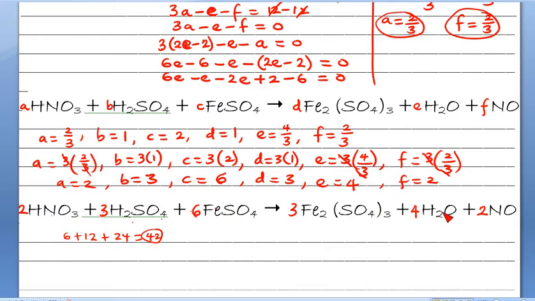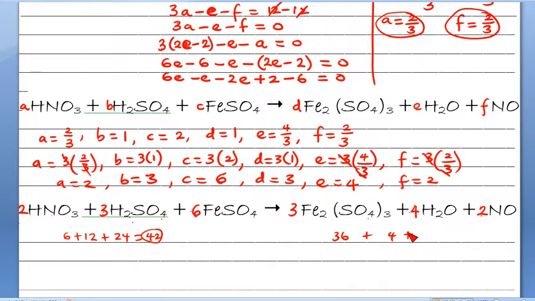Let's see the product side now. This is 4 times 3, 12. 12 times 3, 36 oxygen atoms, plus 4 times 1, that's 4, plus 2 times 1, that's 2. This is 40, 42. This is also 42. So it's also balanced for oxygen. 42 atoms of oxygen on each side. Now let's see sulfur.